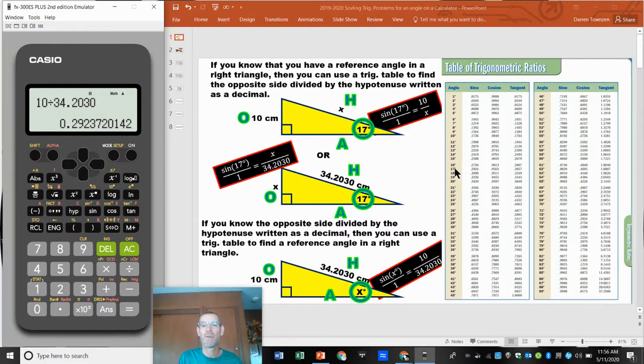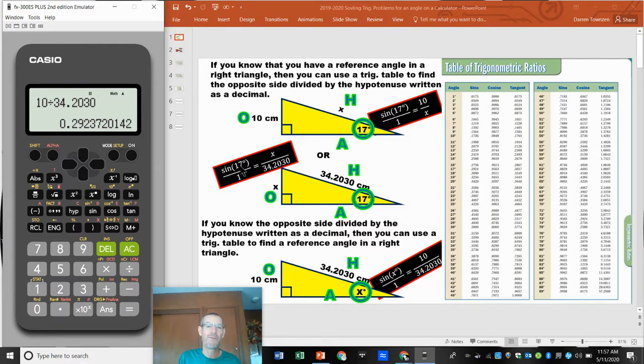And then we went over and we found out that that is at the 17-degree row. So we were able to use the two sides of the right triangle to find the reference angle in that triangle. That's something new. This is what the equation would look like if you wanted to write down the equation. The equation is the sine of x over 1.